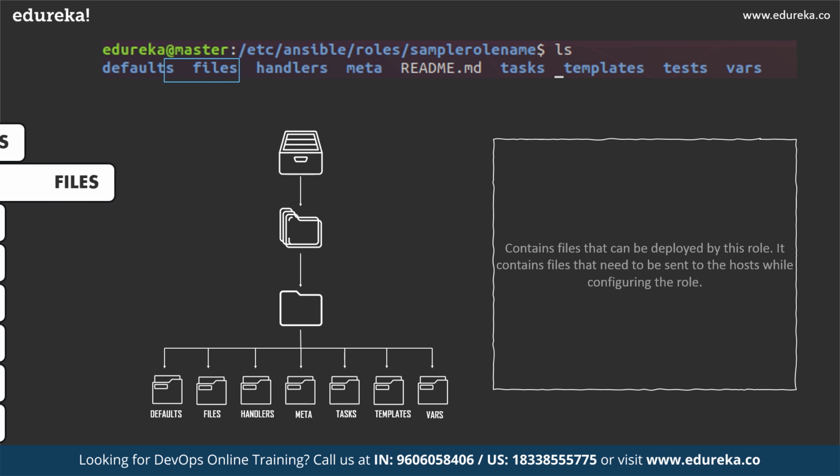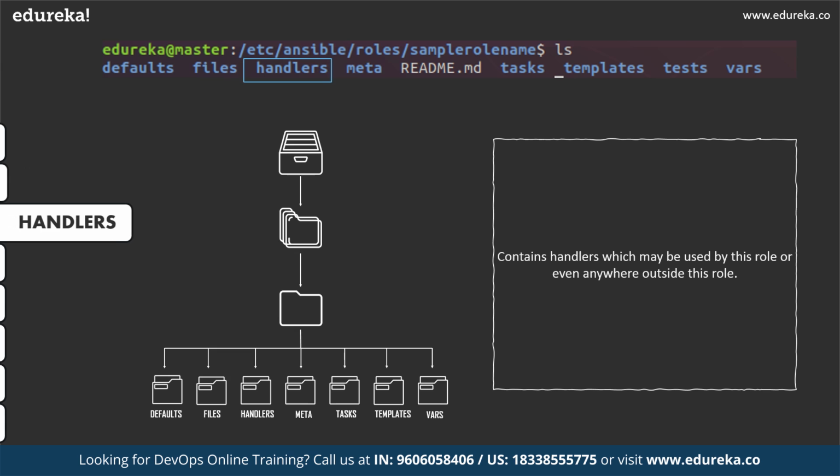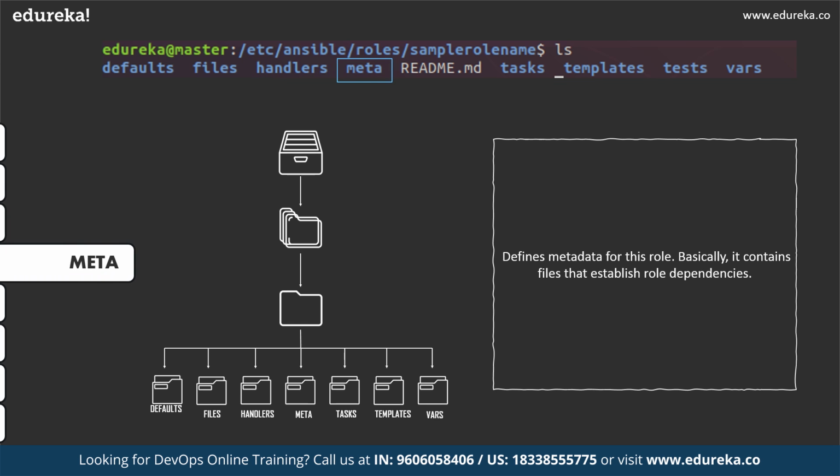After that comes the files. The files directory contains those files which can be deployed by this role, so it contains the files that need to be sent to the host while configuring the role. After that comes the handlers. The handlers directory contains the handlers which may be used by this role or even outside this particular role. After that comes the meta. Meta, as all of us know, defines the metadata for this role, so basically it contains all the files that establish the role dependencies.